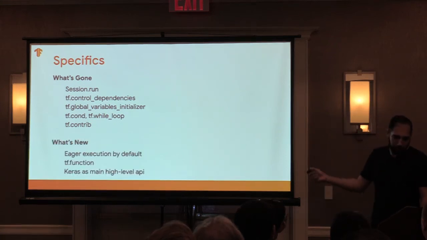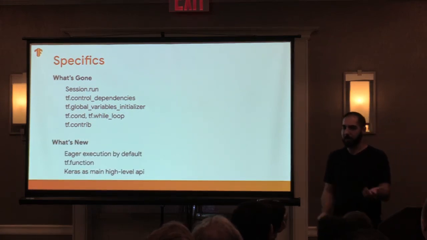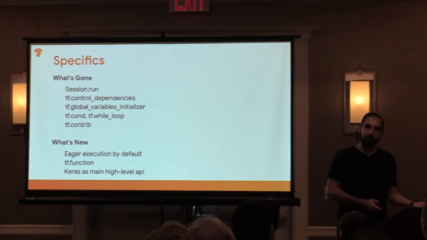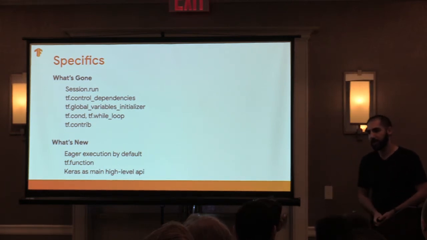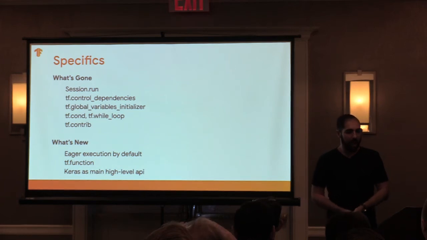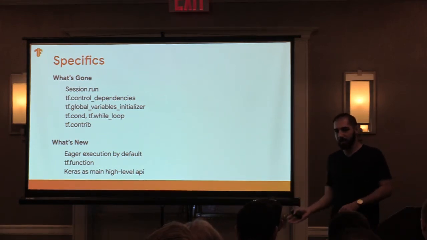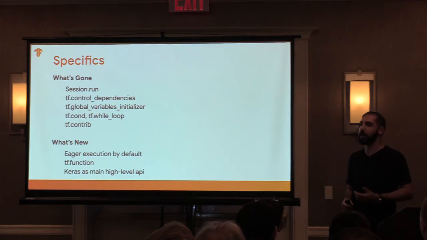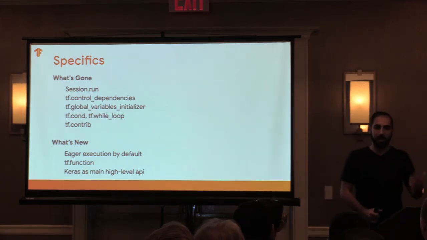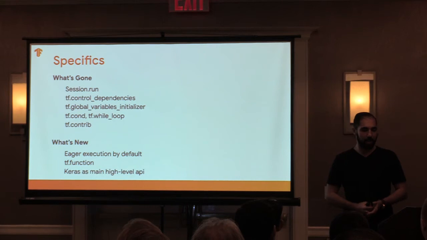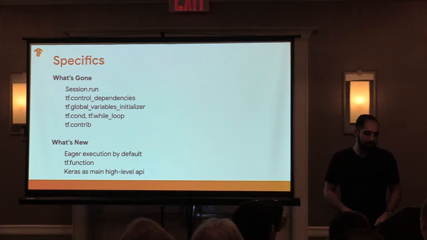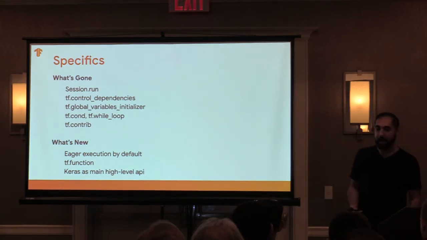That being said, we have some new things. So eager execution by default. It was around in 1.x, but we have now enabled it by default in 2.0, which is super exciting. We have tf.function, which is a wrapper that lets you take any Python code and compile it into TensorFlow code, which is why you can now get away with using your Python while statements, your Python if statements, things of that nature. And then we've introduced Keras as the main high-level API.